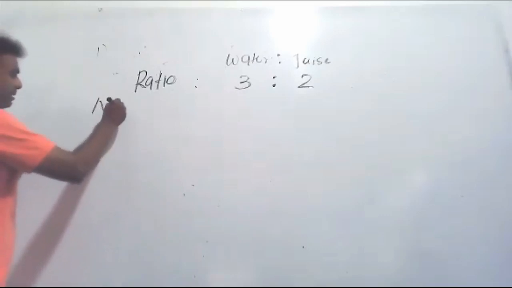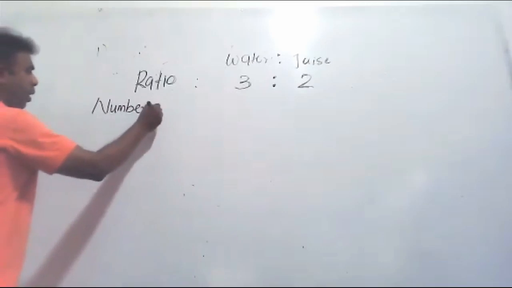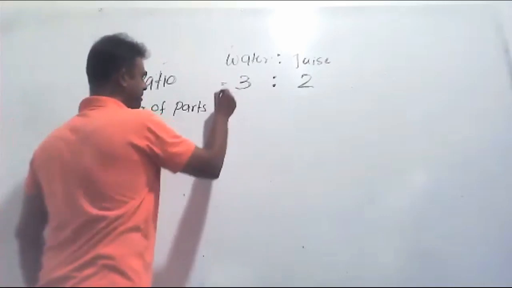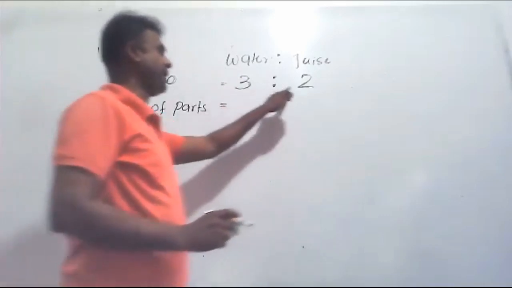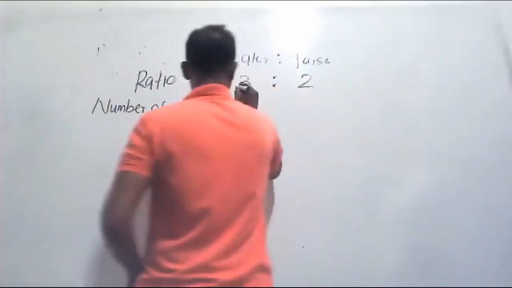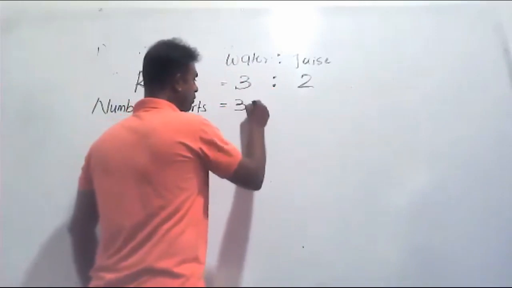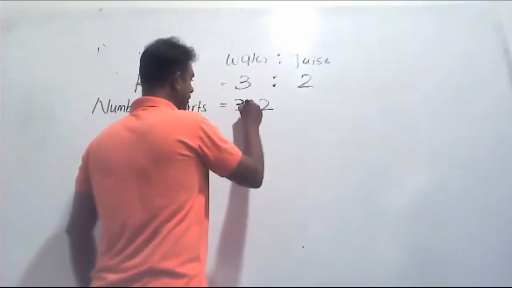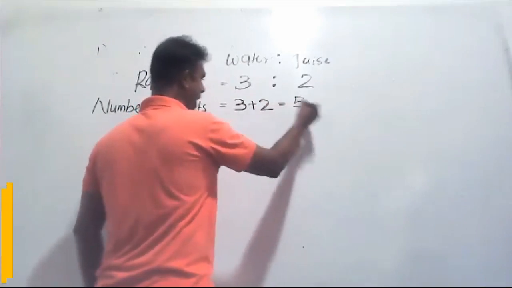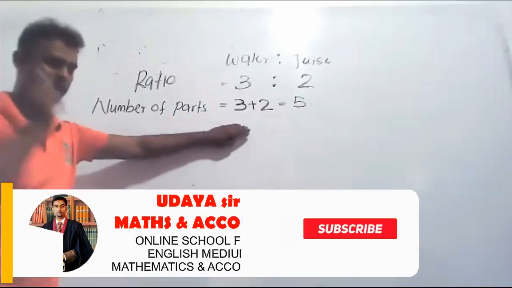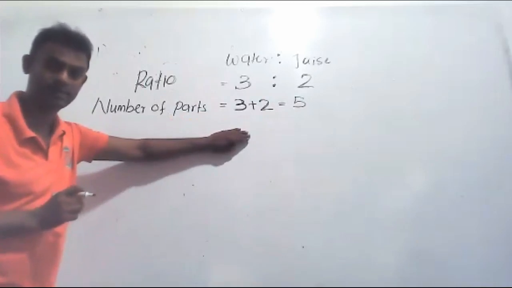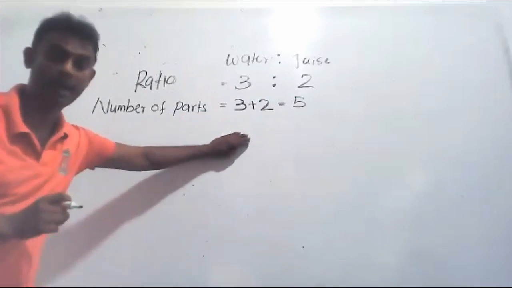Number of parts. Number of parts. Number of parts means the addition of 3 and 2. So here the number of parts is 5. Now you can make this step strong, now the next step.